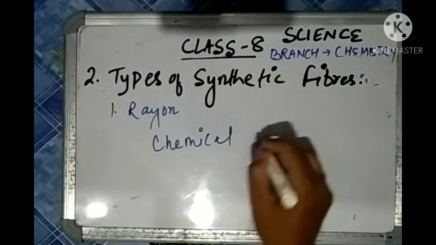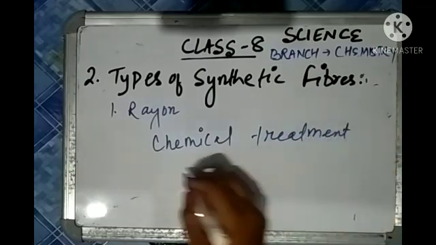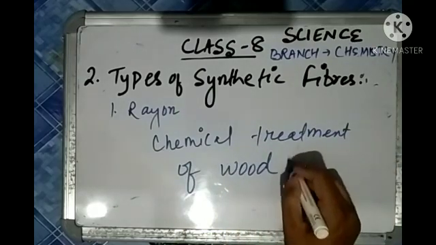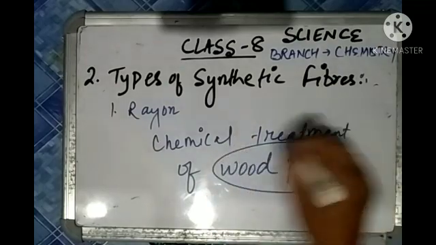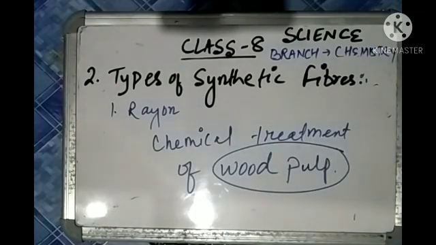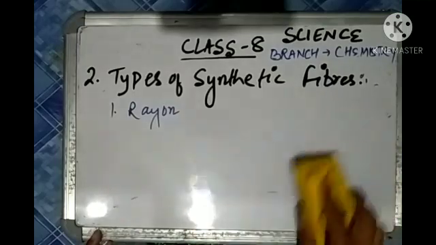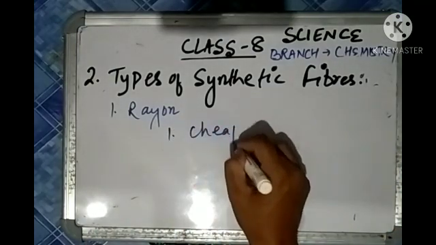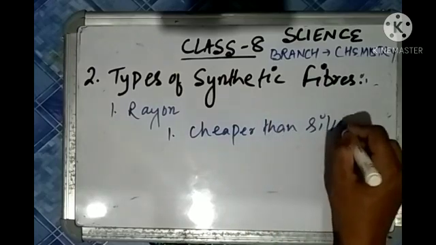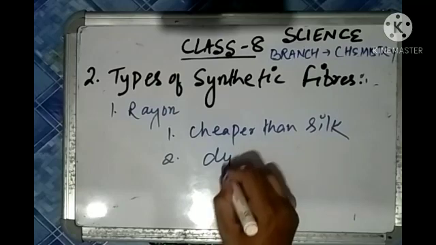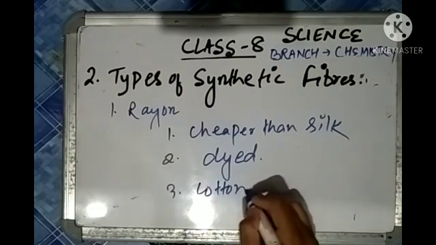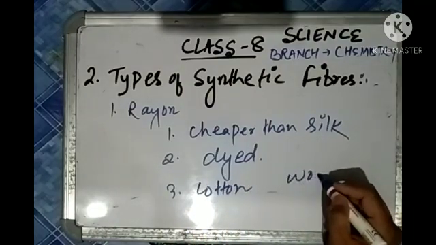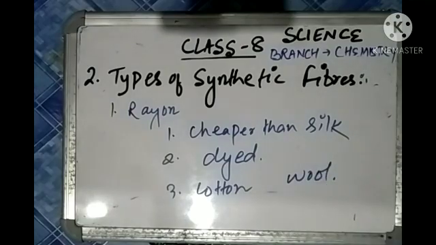Chemical treatment of wood pulp. Wood pulp is a natural source, and rayon is not considered fully synthetic, it is semi-synthetic. Rayon has properties that are higher, it is cheaper than silk, it can be dyed in many colours, and it is mixed with cotton to make bed sheets and with wool to make carpets. So these are the properties and uses of rayon.